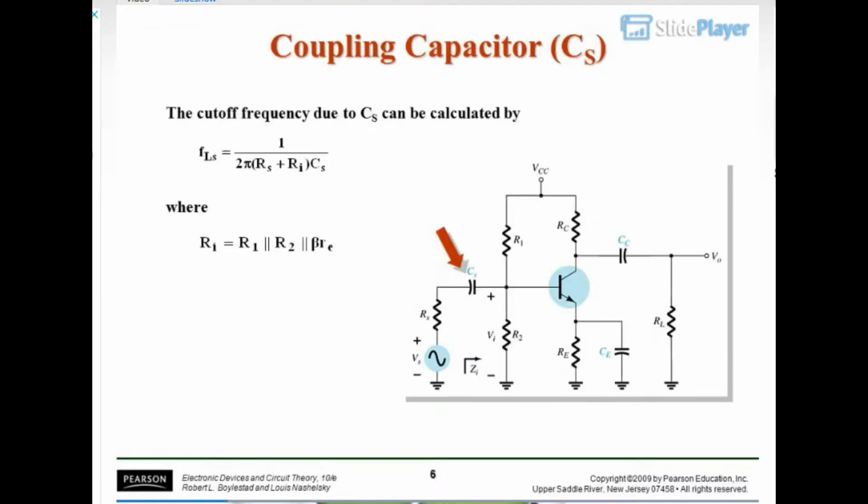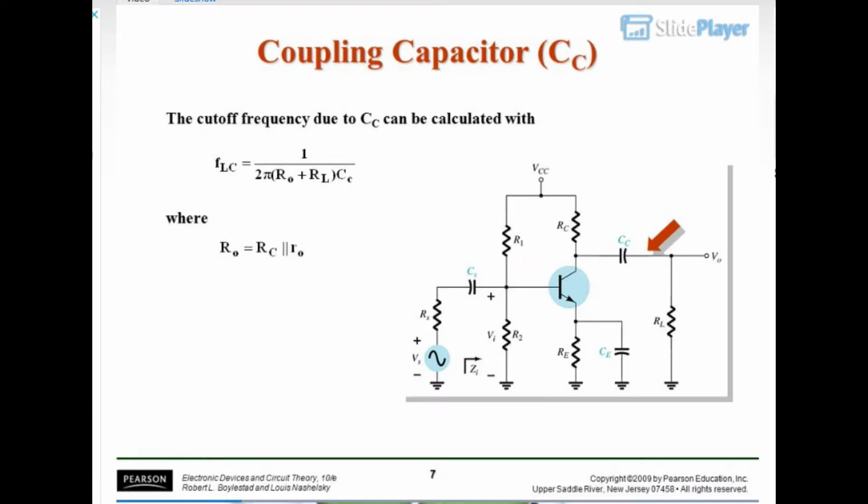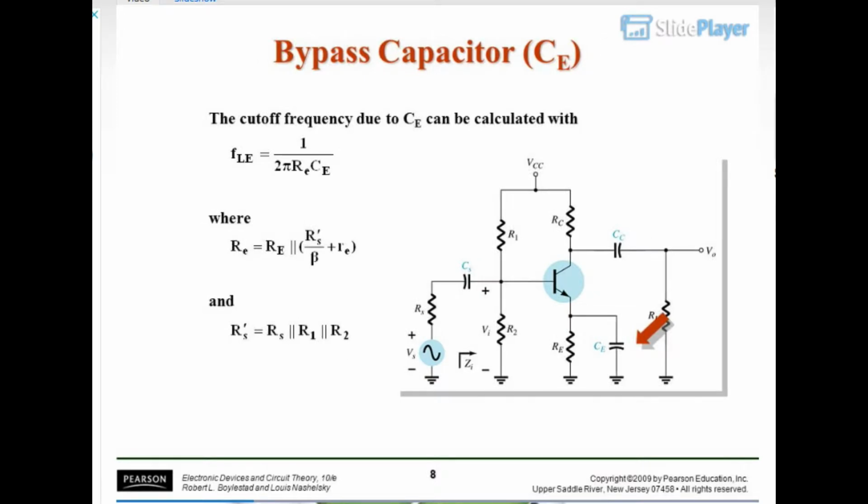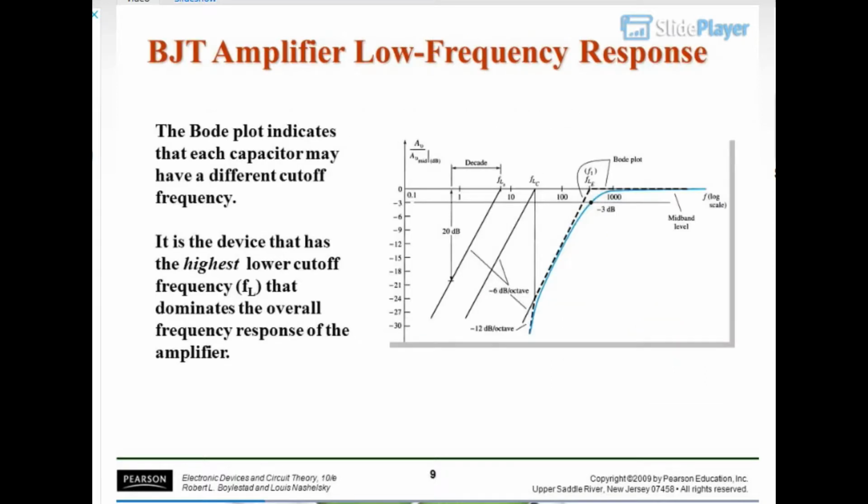5. Coupling capacitor, CS. The cutoff frequency due to CS can be calculated by the formula, where. 6. Coupling capacitor, CC. The cutoff frequency due to CC can be calculated with the formula, where. 7. Bypass capacitor, CE. The cutoff frequency due to CE can be calculated with the formula, where. And 8. BJT amplifier low frequency response.